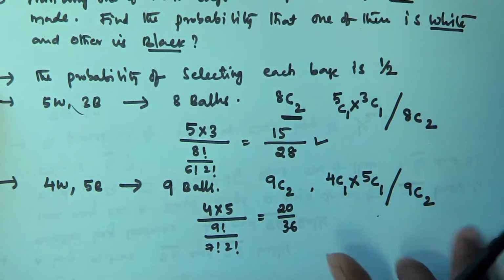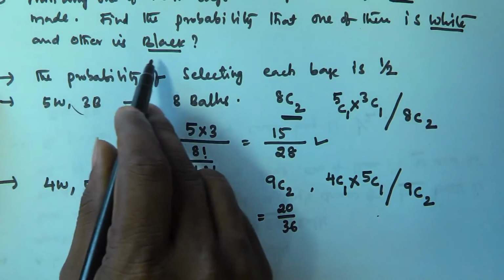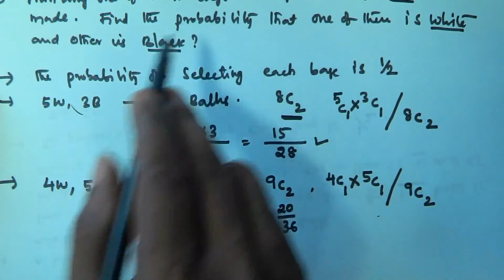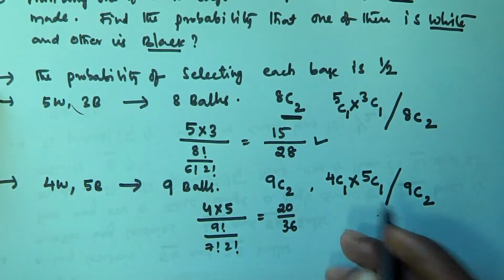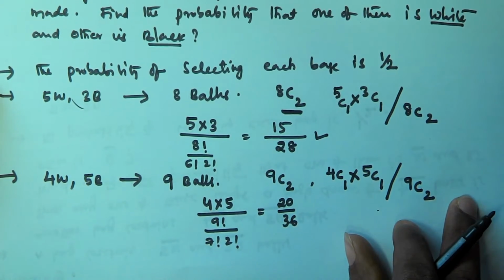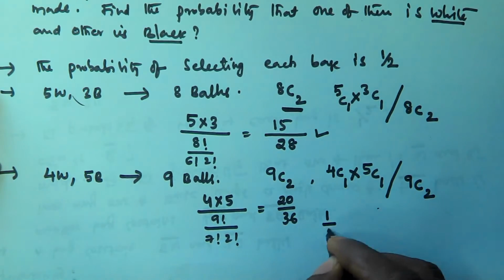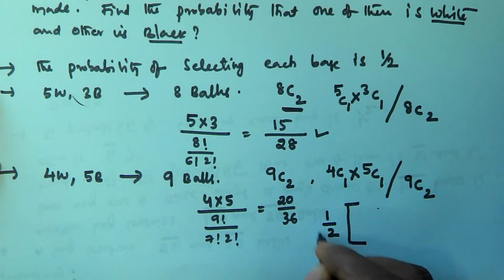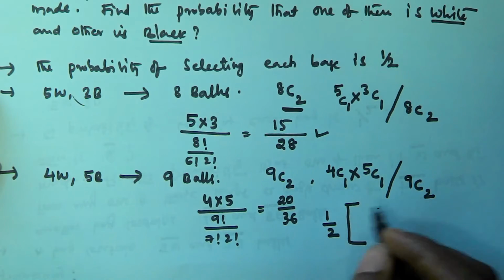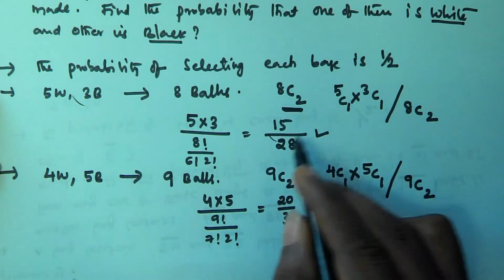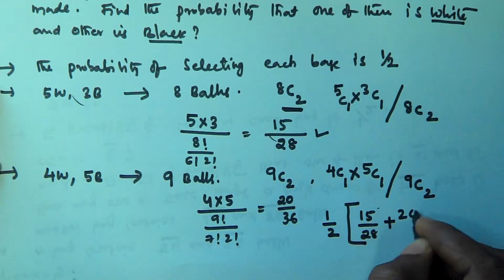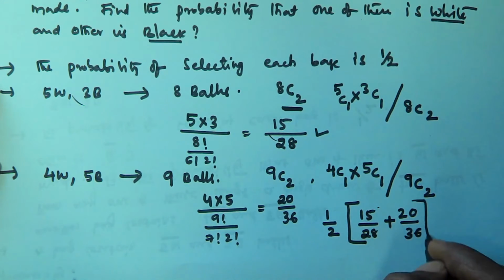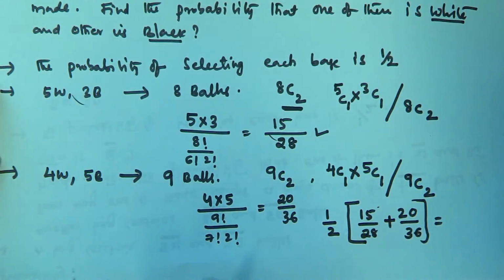So that's why the probability that one of them is white and the other is black, when from any one of these two bags a single draw is made, is either this one or this one. So the overall probability is equal to 1 by 2 into, and I am multiplying by 1 by 2 because we are selecting only one of the first bag or the second bag. Suppose we select the first bag, in that case the probability is 15 by 28, or we may select the second bag, and that is 20 by 36.